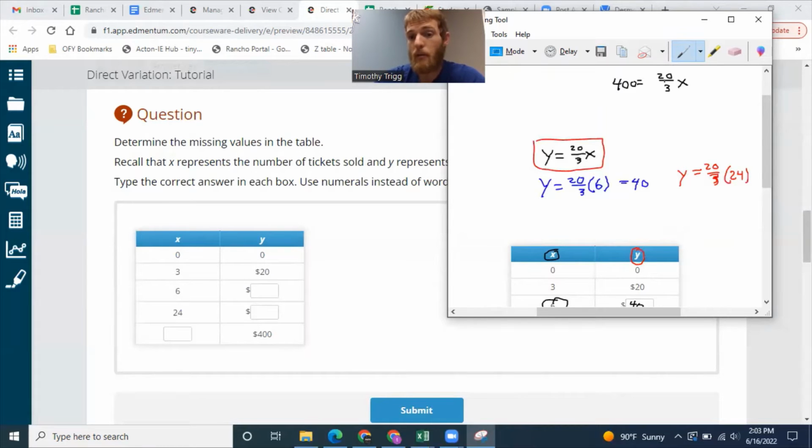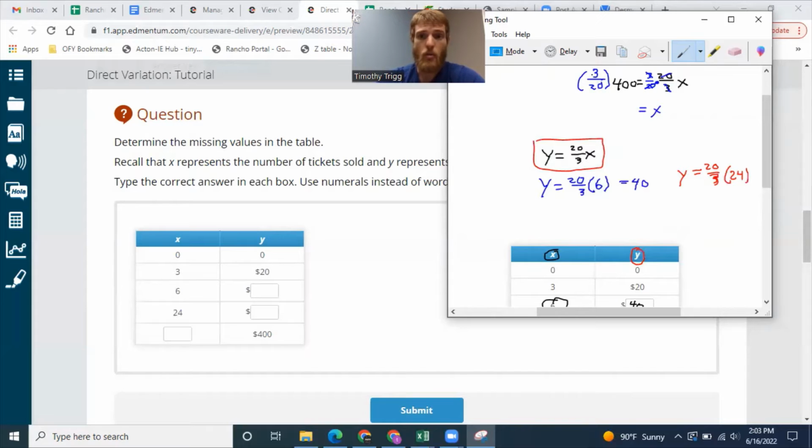So how do I get rid of this 20/3? One thing you could do is multiply by its reciprocal. So I'm going to multiply by 3/20. And what happens is that gets rid of this fraction. However, this side I would have to multiply also by 3/20. So that gives us x by itself here on the right.